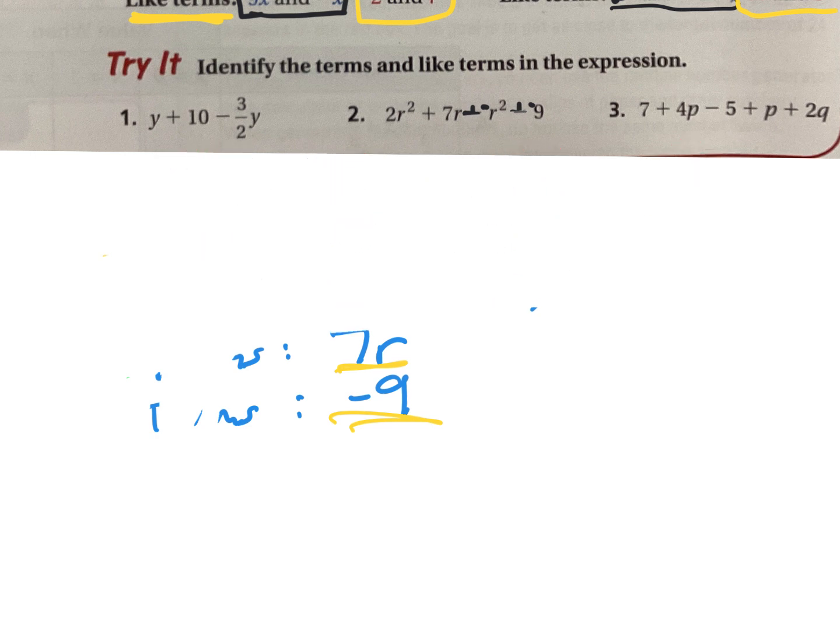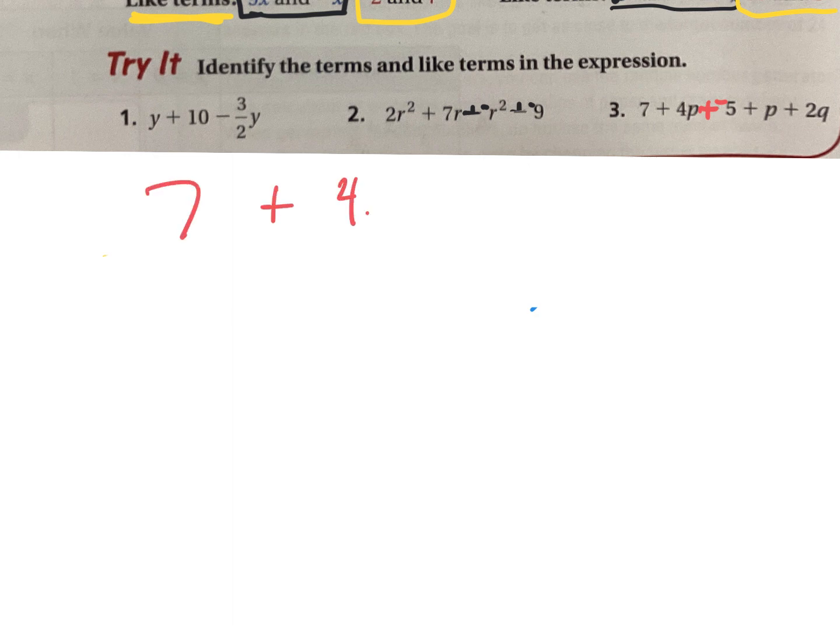We have 7 plus 4p, sorry, minus 5, which I'm going to make into an addition, plus a negative 5, then plus p plus 2q. So we have 7 plus 4p plus negative 5 plus p plus 2q. Okay.